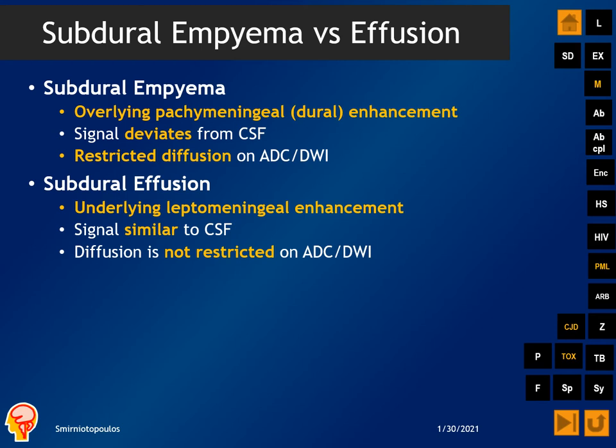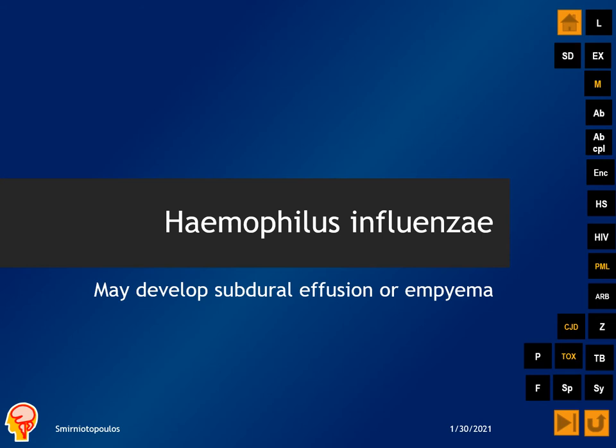In contrast, when we have a subdural effusion, we may see underlying leptomeningeal enhancement, but typically the overlying dura does not enhance. The signal can be quite similar to CSF, although sometimes there is protein, and the diffusion will not be restricted on ADC and DWI imaging. If the patient has H. flu meningitis, they may develop a subdural effusion or empyema.